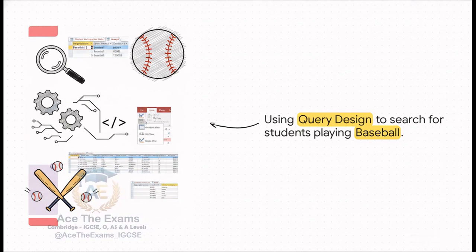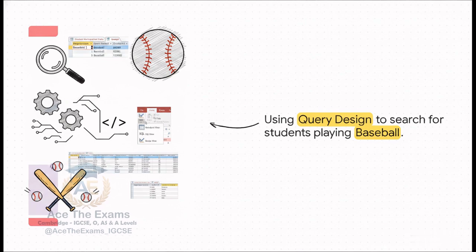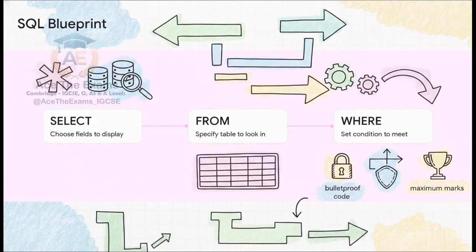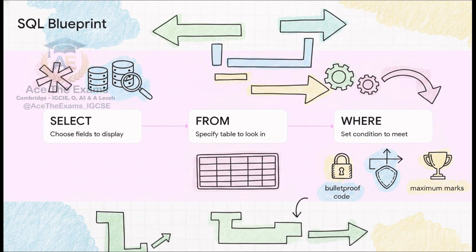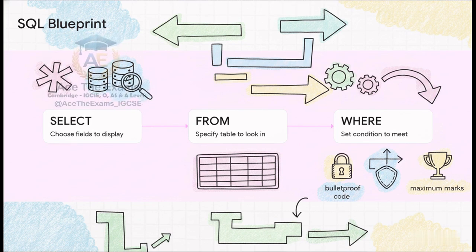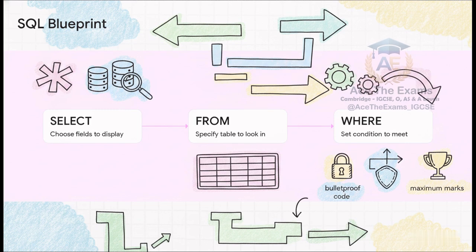But to truly unlock the raw power under the hood of a database, we need to talk about code. If we want to communicate directly with the database itself, we use Structured Query Language, or SQL. It operates on a remarkably logical 3-step recipe. Step 1 is select. This is where you tell the database exactly which fields you want to display. Step 2 is from. This tells the database exactly which table to look inside. And step 3 is where. This is your specific condition. For example, where age is less than 14. Following this simple flow lets you construct incredibly powerful commands that filter massive data sets with pinpoint precision.